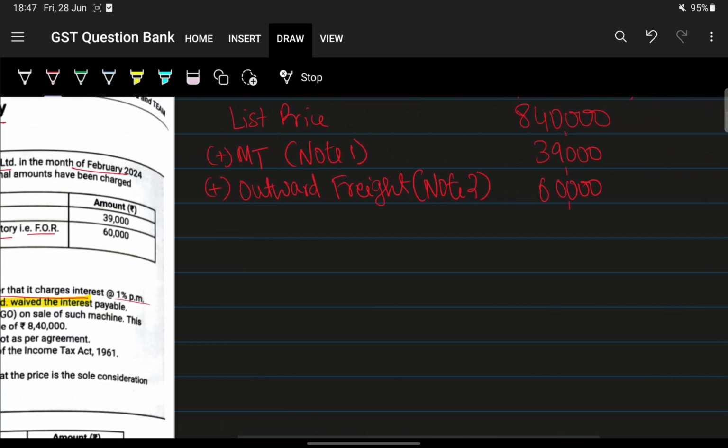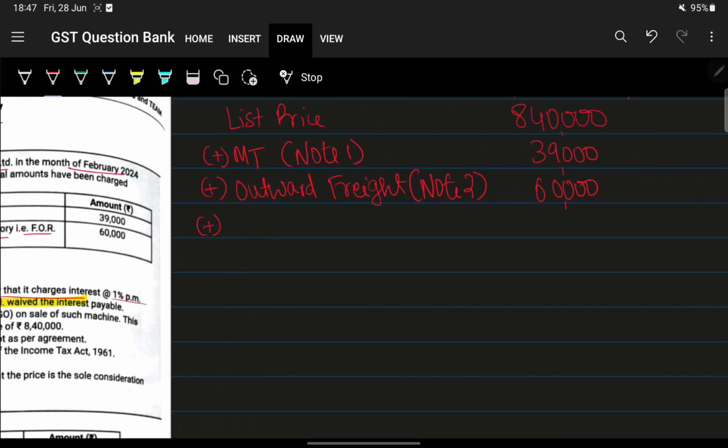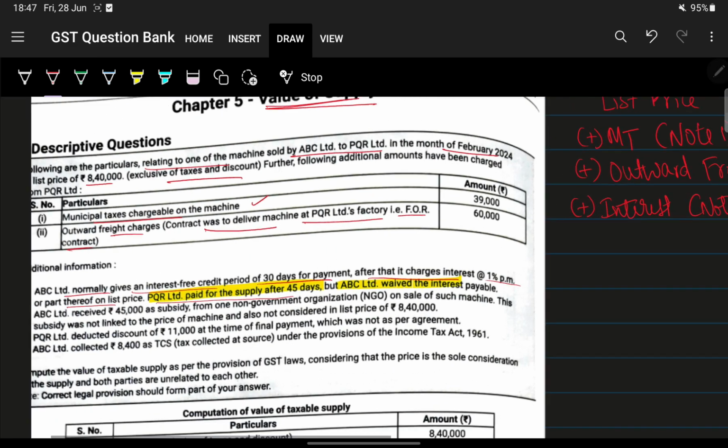Okay, we'll just put plus interest, then we'll give it in note number 3, right? Note 3, and then we'll just put nil here, because it is not to be included, because it is waived off. If it is waived off, then it is not to be added to the value of supply. Suppose it was not waived off, then we'll calculate the amount, and based on whether it is inclusive of GST or exclusive of GST, we'll put in the amount over here. Okay, clear?